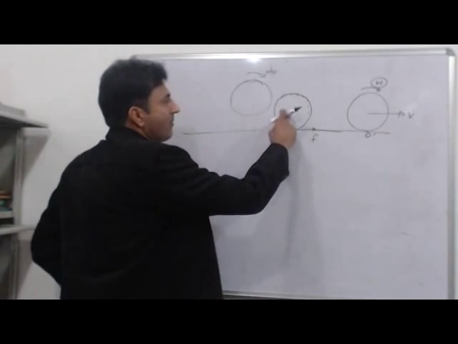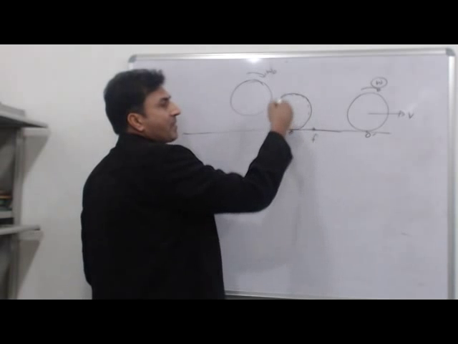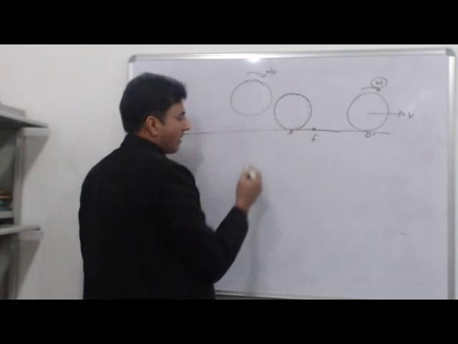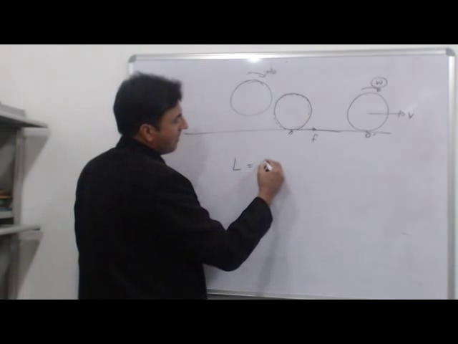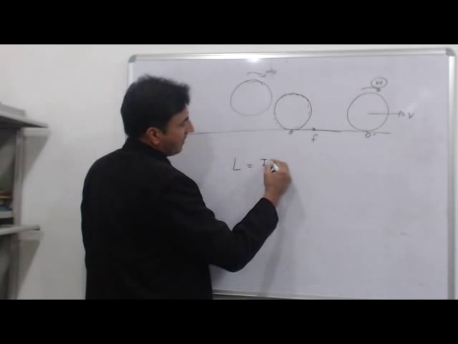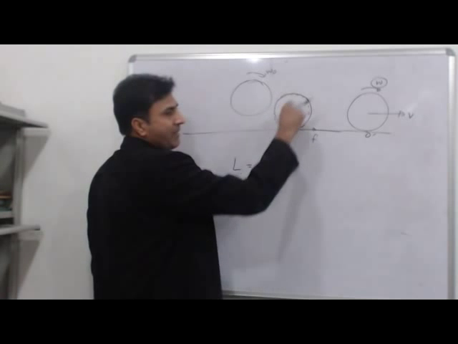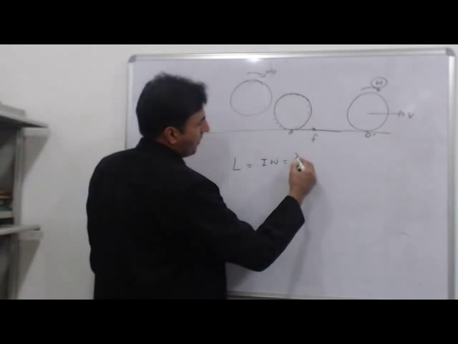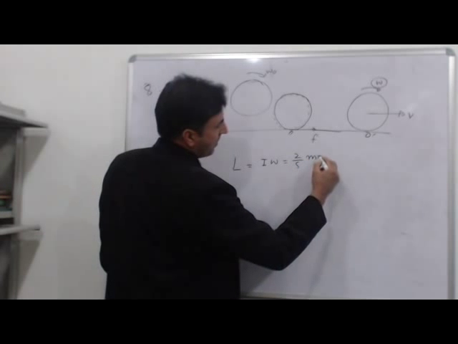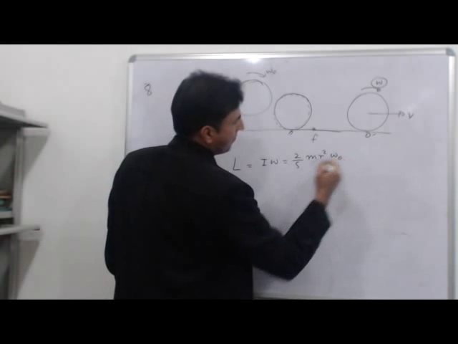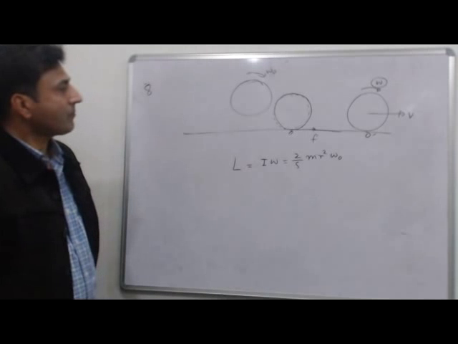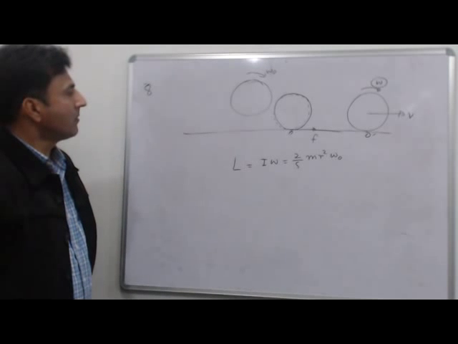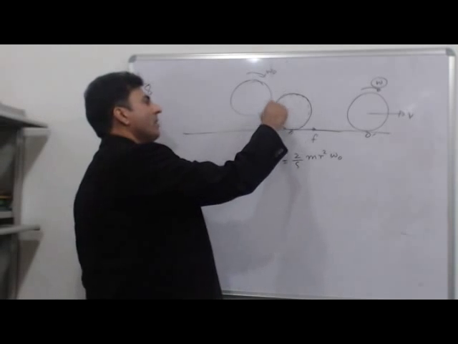So what is the angular momentum of the spinning body when it is lowered onto the ground? That's L equal to I omega. This is the spinning angular momentum of a body. That is 2 by 5 m r square into omega zero. This is the angular momentum when the body only spins.